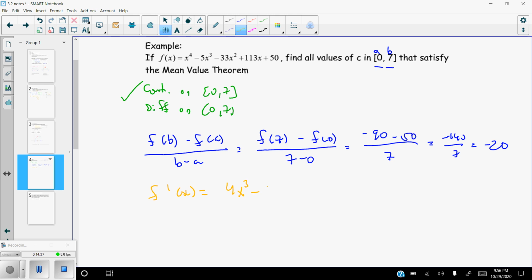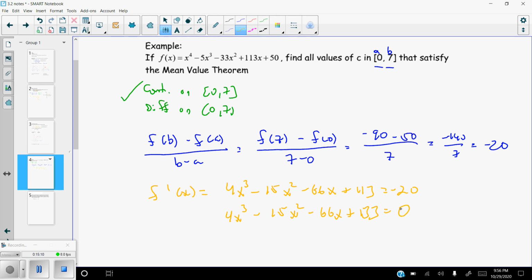4x cubed minus 15x squared minus 66x plus 113, and that has to equal negative 20. All right, this thing is a cubic. In order to solve this cubic, we need to get one side set equal to 0. So we're just going to add that 20 to both sides of the equation, which is going to give us plus 133 on the right and then equals 0.